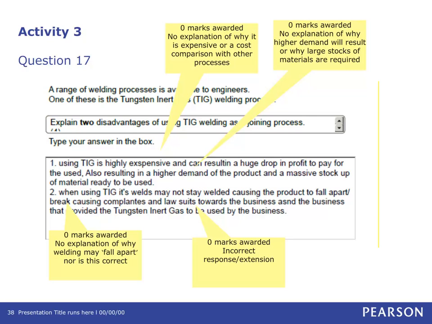This is the learner's response to question 17, with an explanation of how the marks were awarded. 0 marks in total awarded here. Responses linked to cost cannot be rewarded without further explanation. Similarly, suggesting demand might change and stockpiling of materials are incorrect responses not related to TIG welding. The second disadvantage given suggests the weld may break without any justification for this. The subsequent extension related to lawsuits is therefore irrelevant here and an incorrect response.